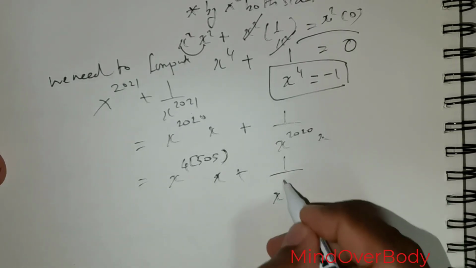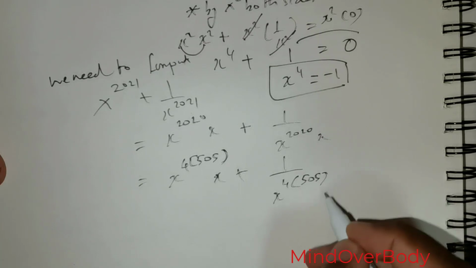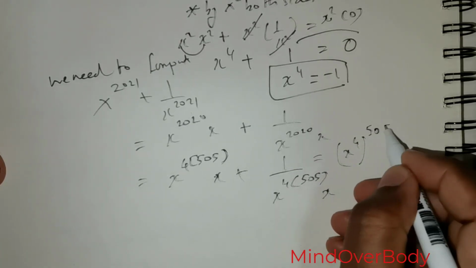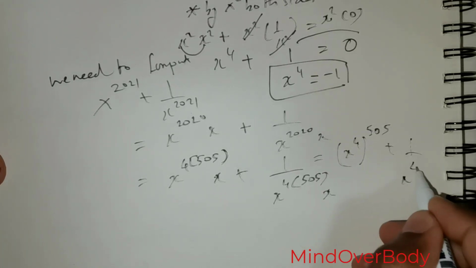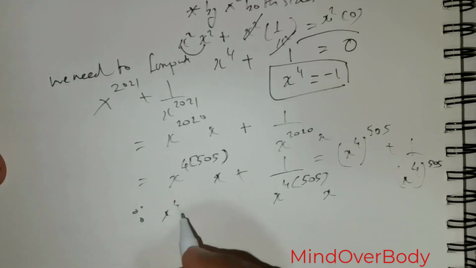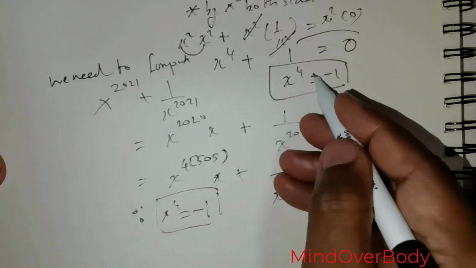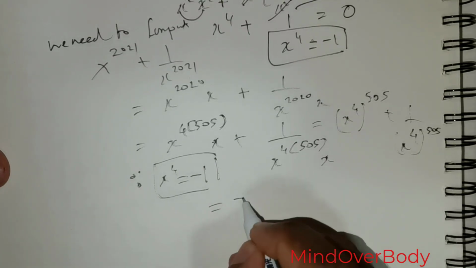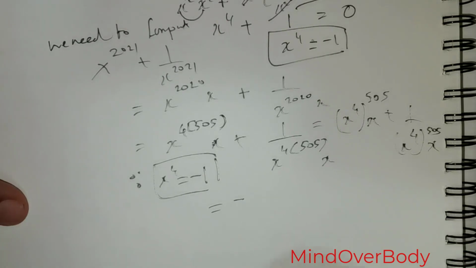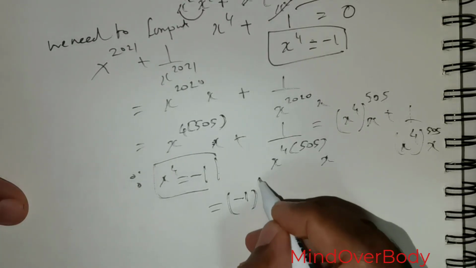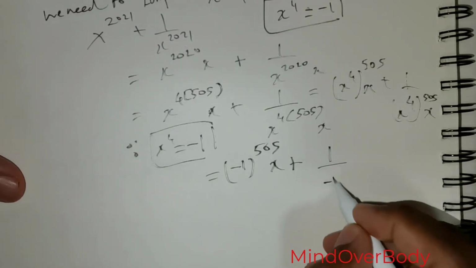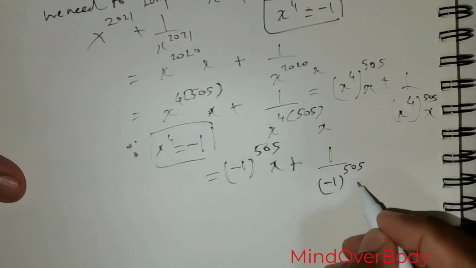Similarly 1/x^(4 times 505) times x, which is equal to (x^4)^505 plus 1/(x^4)^505. Now since x^4 is equal to negative 1 right over here, I'm substituting it. Of course I need to place that x, so we shouldn't forget that x. So this is going to be (negative 1)^505 times x, plus 1 over (negative 1)^505 times x.